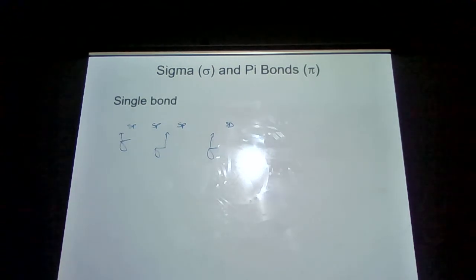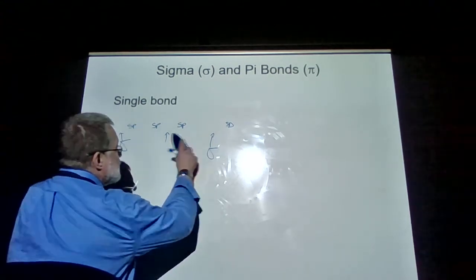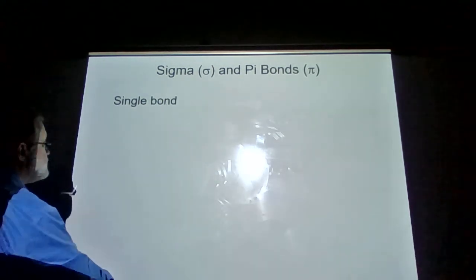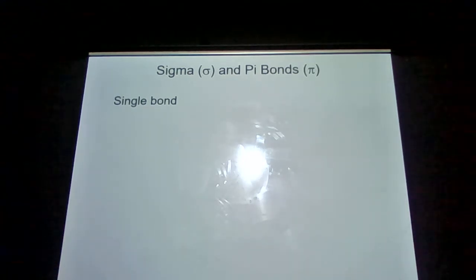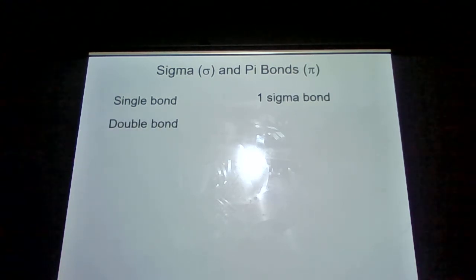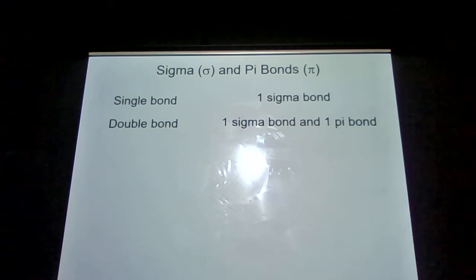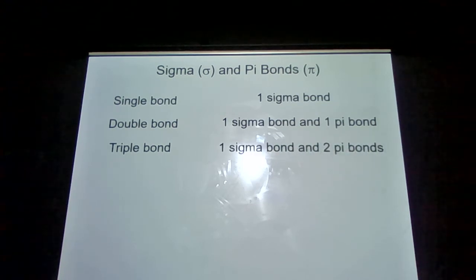So a sigma bond is a single bond. It can be sp, sp2, or sp3 hybridized. A single bond in a compound is a sigma covalent bond. If we have a double bond, we have one sigma and one pi bond. If we have a triple bond, we have one sigma bond and two pi bonds.